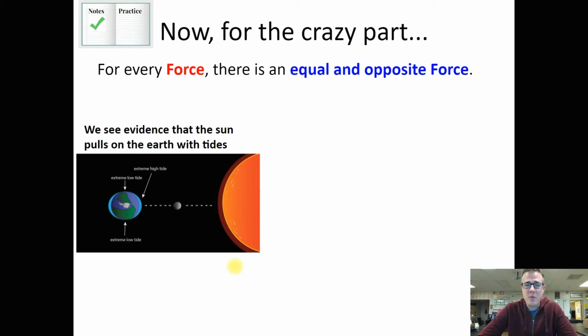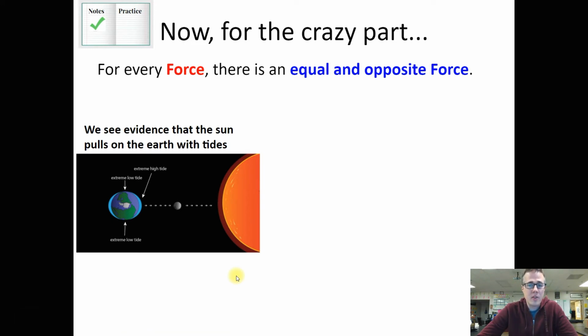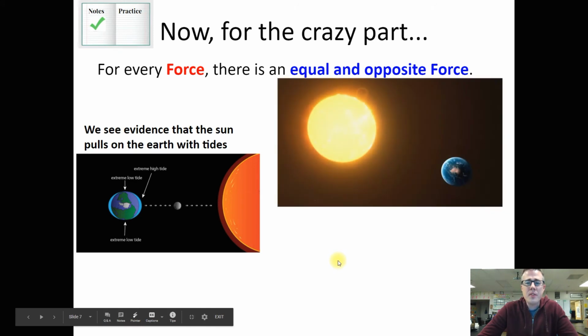And you have evidence of this in your world, and let me show you. For every force, there's an equal and opposite force. Let's talk about the forces that are caused by gravity. You can tell that the sun is pulling on the earth, and so is the moon, because of tides. If you've ever been to the ocean, and if you remember from 7th grade, the sun and the moon are pulling on the earth, and we can see it because the water moves around the earth depending on where the sun and the moon are relative to the earth, and we see tides go up and down. Well, let's consider the force diagram that might be happening here.